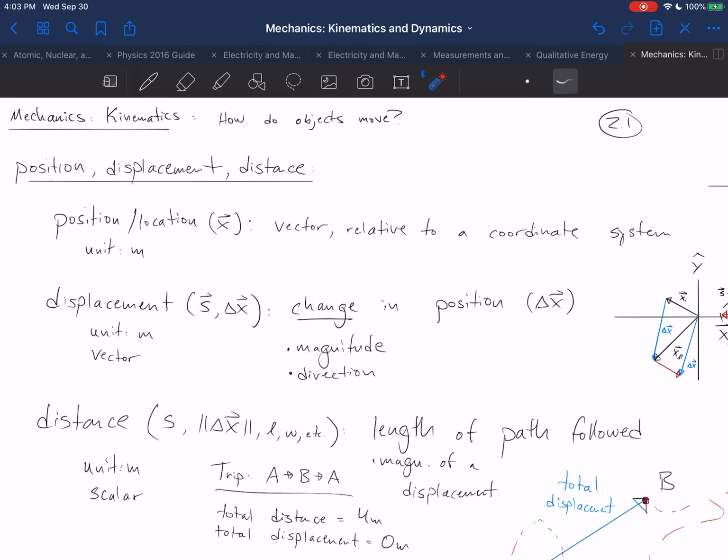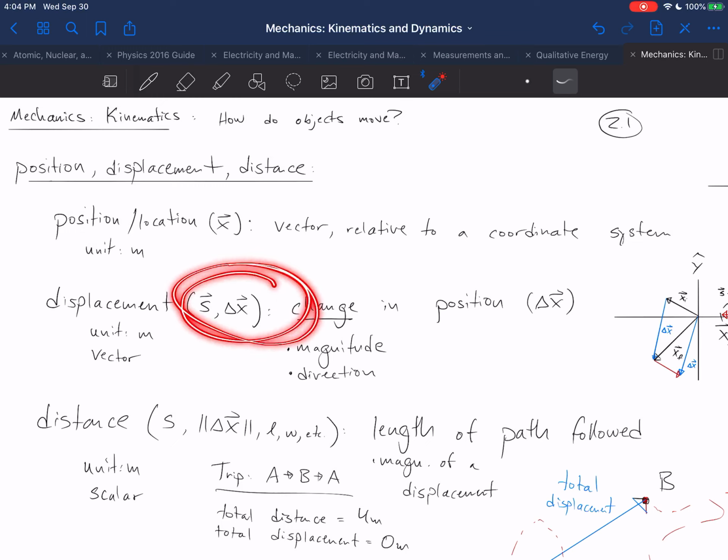And displacement is a concept we're going to use quite a bit. So translate displacement in your head as change in position, delta x. Now, the IB uses the variable s to indicate displacement. But don't be confused here. S is not a position. S just means the change in the position, delta x.